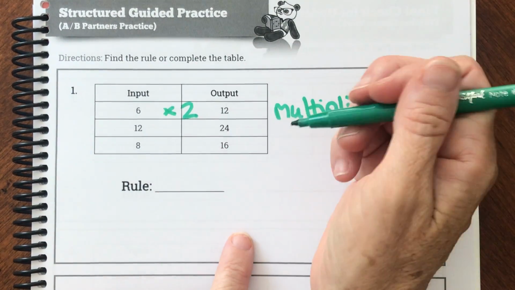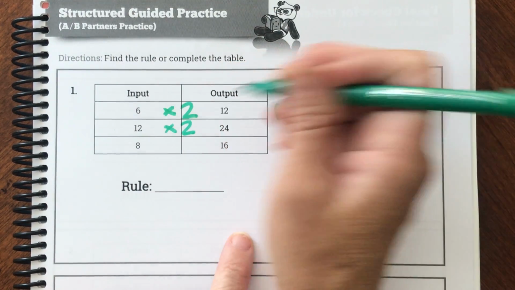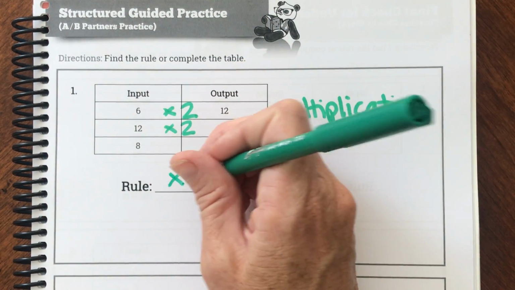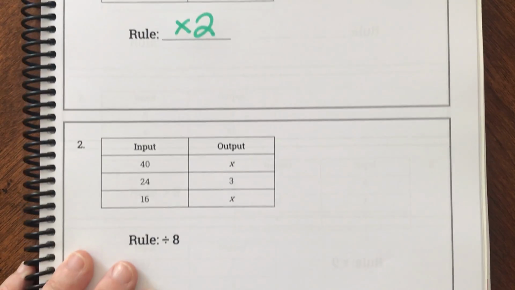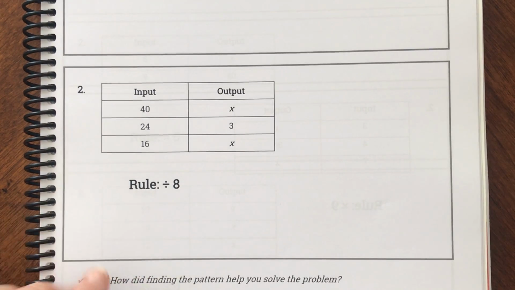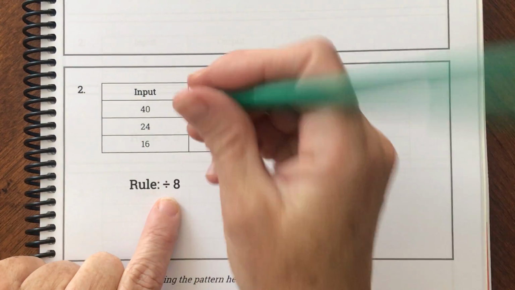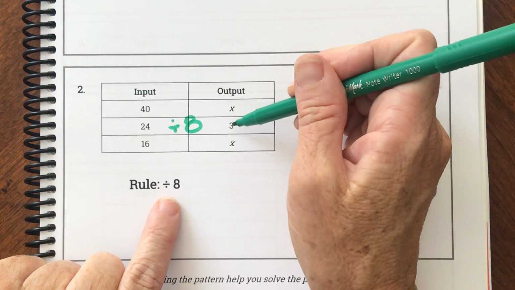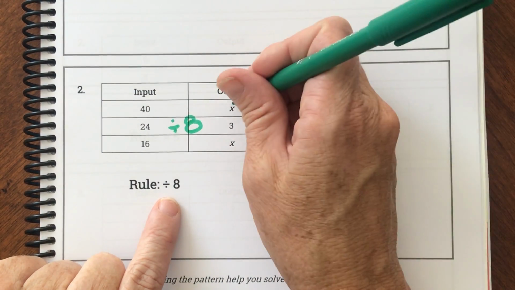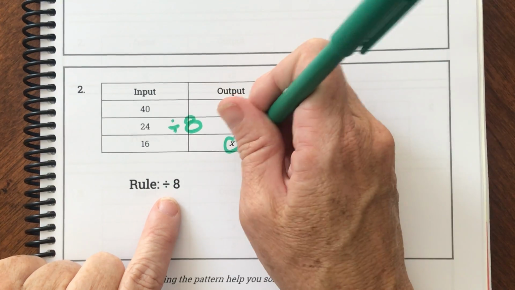And then let's check another one. I also know 12 times 2 is 24. So our rule is times 2. Okay. This one, they tell us our rule is divided by 8. So 24 divided by 8 is 3. And they want us to solve for our 2 x's.